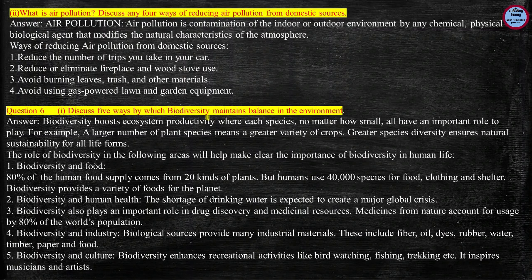And the fourth way is biodiversity and industry. Biological sources provide many industrial materials. These include fibers, oil, dyes, rubber, wax, timber, paper and food.